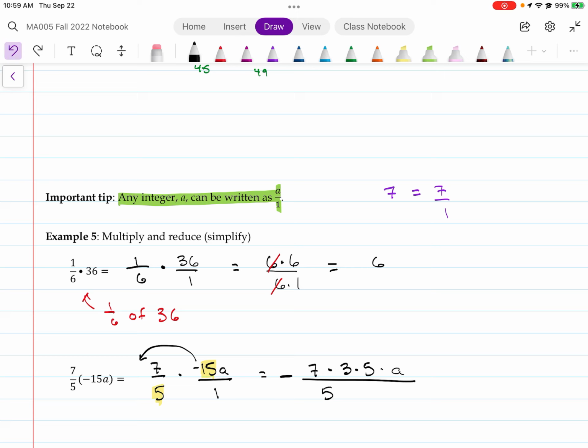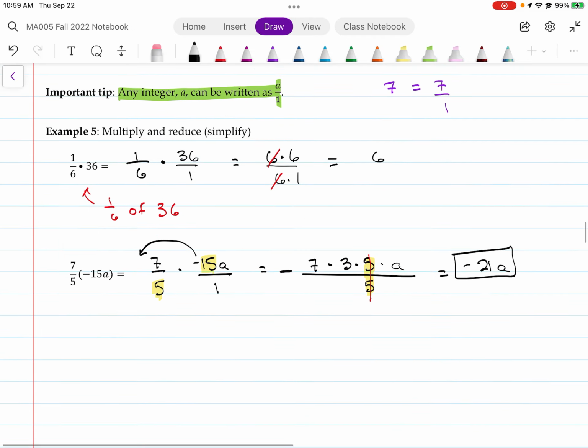Now I could write the 5 anywhere I want, so how about if I put it right underneath there, and then I can see the things I'm going to cancel, and I'm going to divide that out. So what am I left with? I'm left with negative 7 times 3 is 21, and then there's an a. So negative 21a. Okay, so that's multiplication and simplifying.